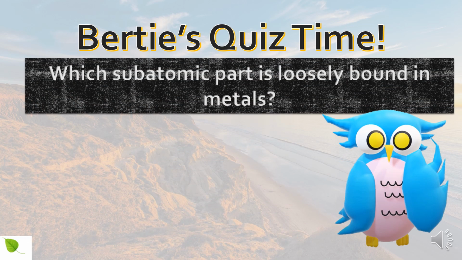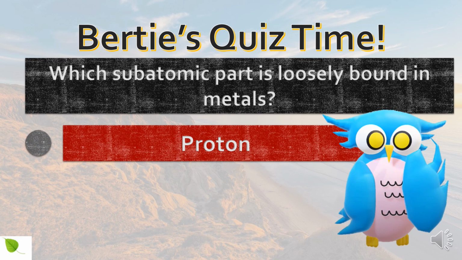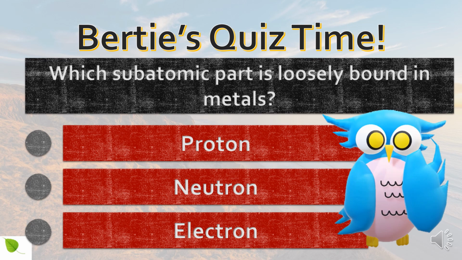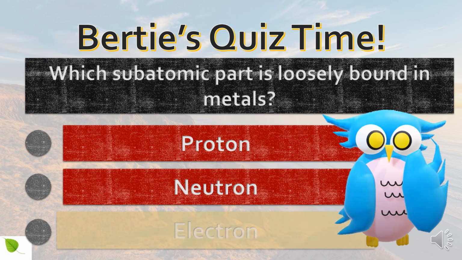Which subatomic part is loosely bound in metals? A. Proton, B. Neutron, or C. Electron? Ready with your answer? That's great. The answer is electron.